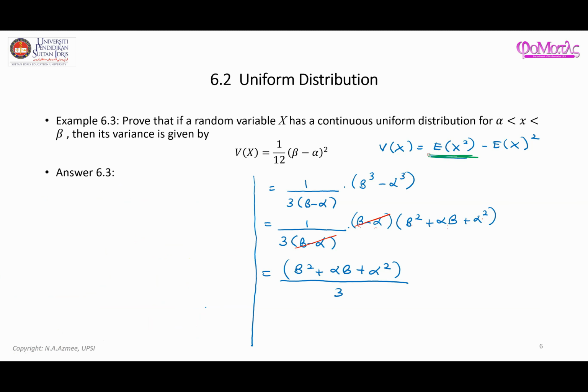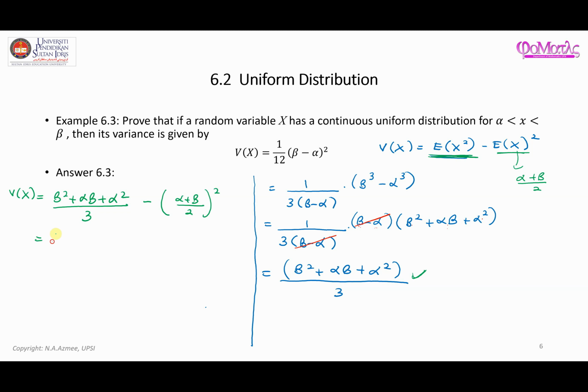Okay, so now what we need to do is find the variance. So this one has been obtained as this guy, and E of x, we already know the result is alpha plus beta over 2. So we're just going to apply the results that we got into the formula above. So variance of x is equal to beta squared plus alpha beta plus alpha squared over 3 minus alpha plus beta over 2, you square it. So that's the expected value of x squared.